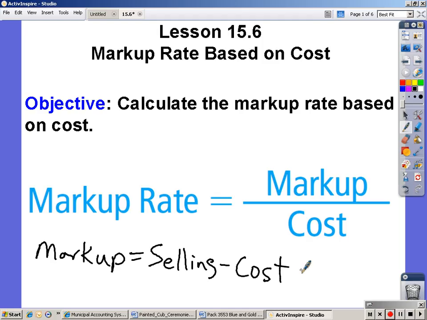So go ahead and get that down, and press pause while you're doing that. When you're done, resume when you're ready. Okay, so we're moving along.